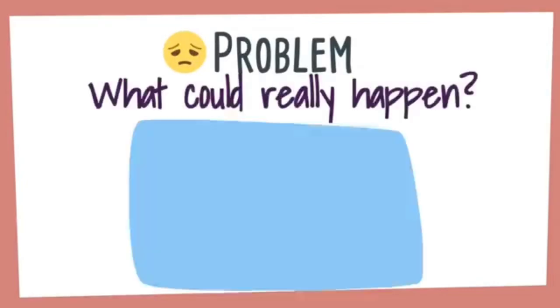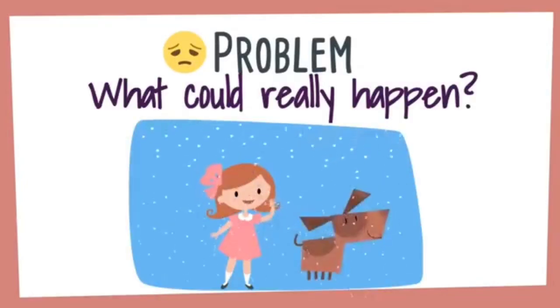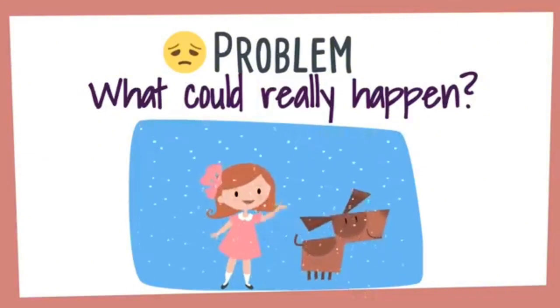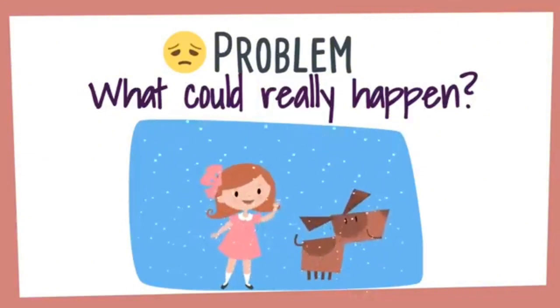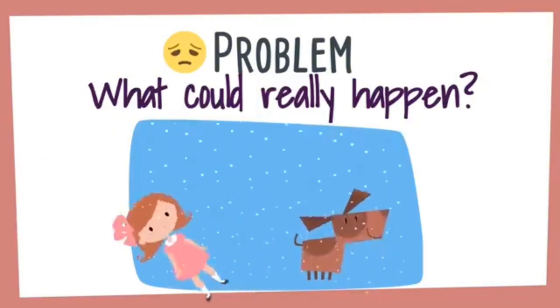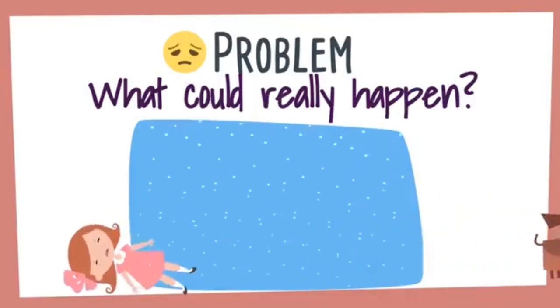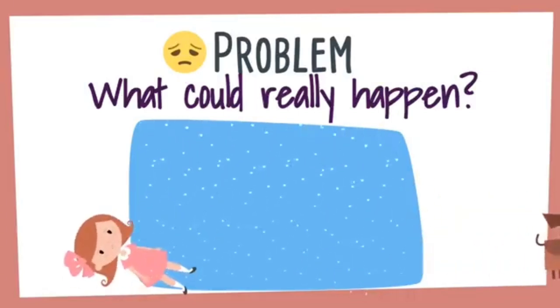Now I need to think of a problem. What could really happen to a little girl and her dog on a snowy day? Ooh, maybe Mary slips on the ice and Sam gets loose. That would definitely be a problem.